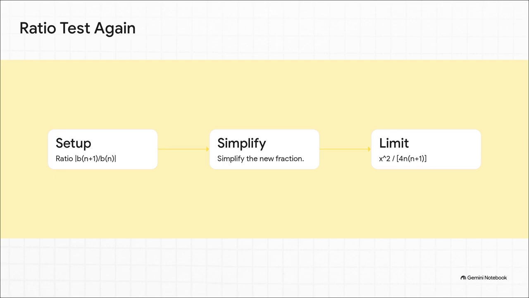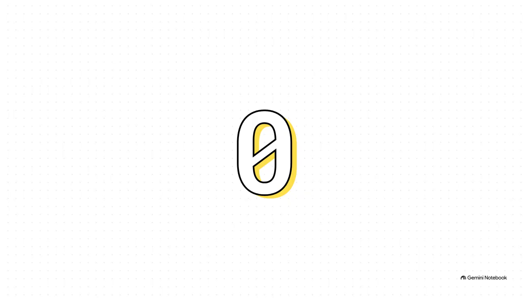x squared divided by 4 times n minus 1. And exactly like before, the limit calculation yields a resounding 0 for every real x. Because we still have n times n plus 1 sitting down in the denominator, it completely explodes in size as we approach infinity, forcing that limit straight back to 0.